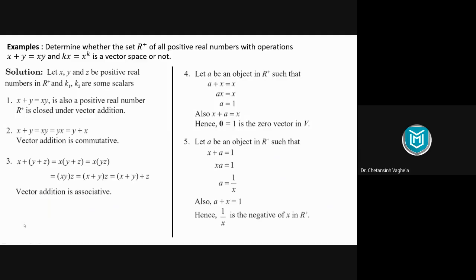The first 5 conditions are satisfied here for the set R plus and for the operation x plus y equal to x into y. Now let's move to the second part, the remaining 5 conditions for scalar multiplication. Let's see whether they are satisfied or not. Now condition number 6, the closure property for scalar multiplication.